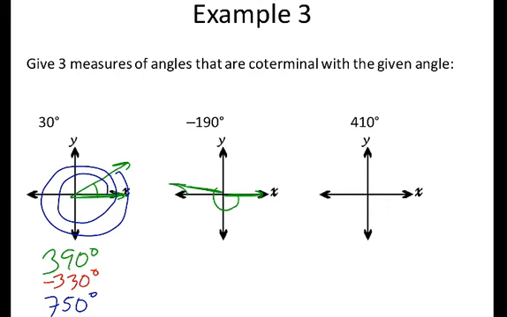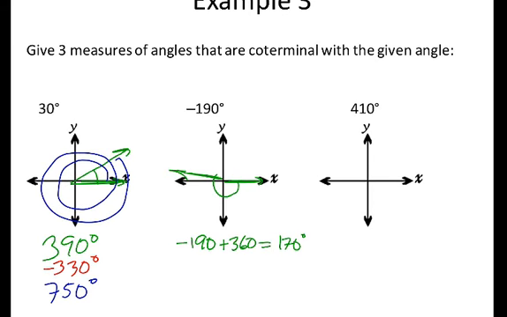Now again, you can just take your negative 190 and add 360 to it, which gives you positive 170 degrees. Which makes sense, because if I were to take this same angle and go counterclockwise, the positive direction, it would go 90 and then 80 more. Doesn't quite get to 180.